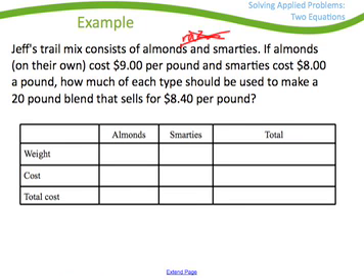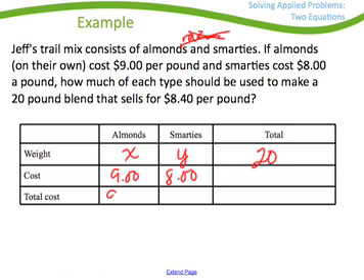Okay, if almonds on their own cost $9 a pound, almonds, $9 a pound. And Smarties cost $8 a pound. How much of each type should be used to make a 20-pound blend? Oh, so weight of almonds and Smarties is 20 altogether. So I don't know how much almonds and how much Smarties there are. Let's call this one X and this one Y. So, and they say that sells for $8.40 per pound. So this one, I'm not sure how much this would cost, eh?